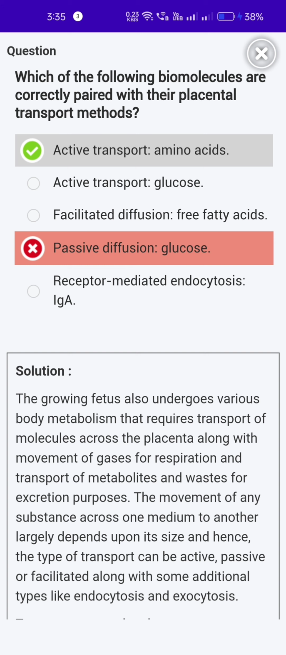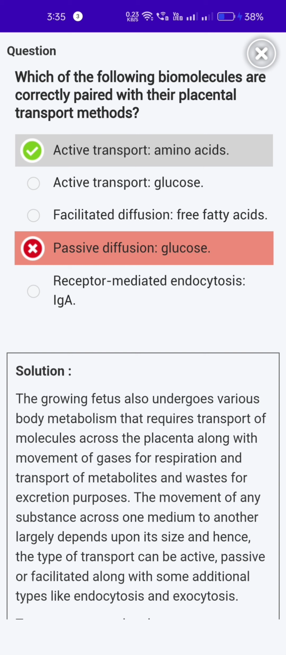In this question, which of the following biomolecules are correctly paired with their placental transport methods? So here the transport is in the placenta. The correct answer is active transport of amino acids. So amino acids are transported by active transport.